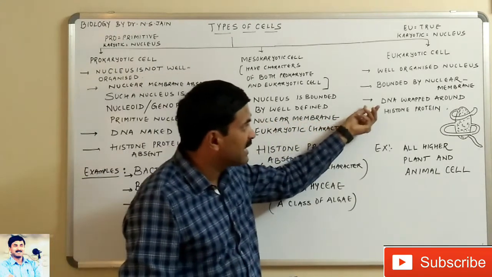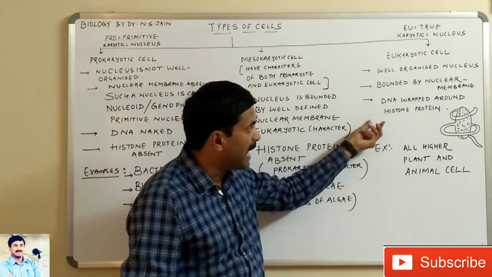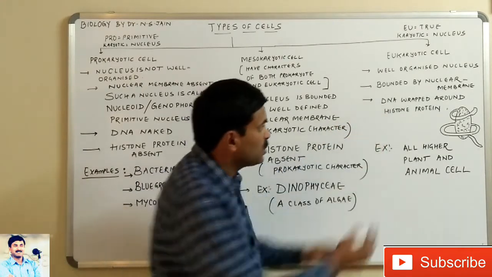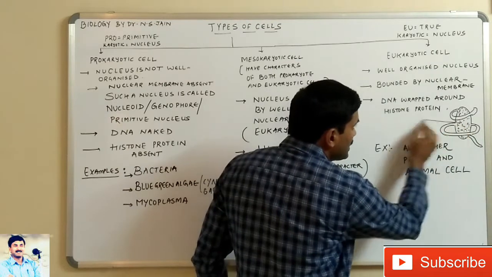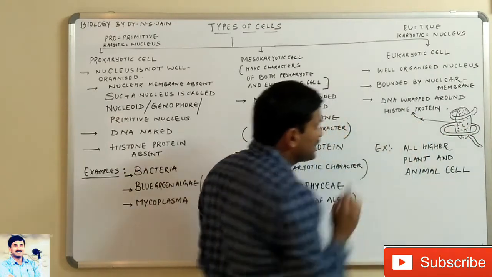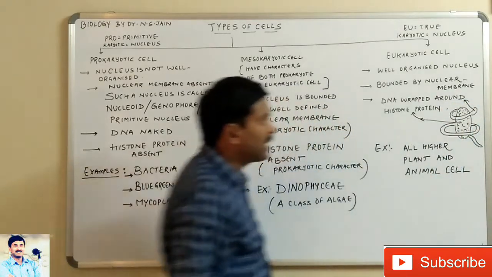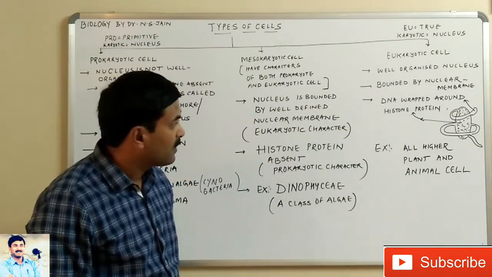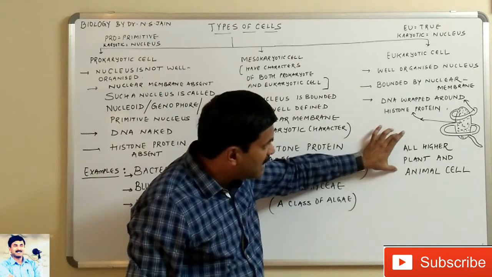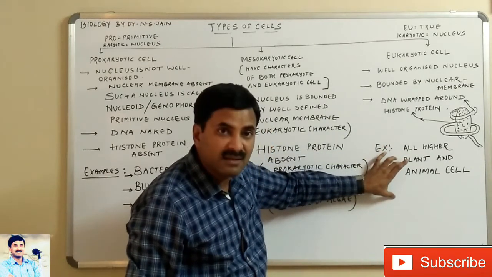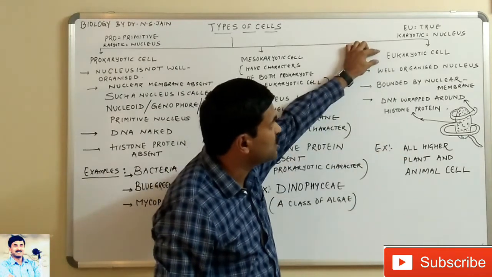You can see that here the DNA is wrapped around by the histone protein. I have drawn a diagram here. This is the histone protein and this is the DNA which is wrapped around the histone proteins. All the higher plants and the animal cells are examples of the eukaryotic cell.